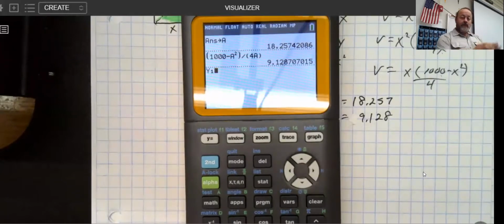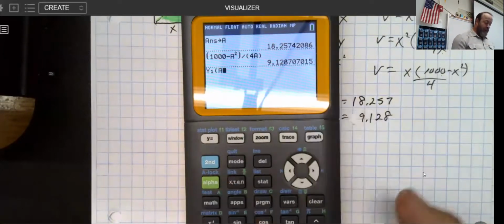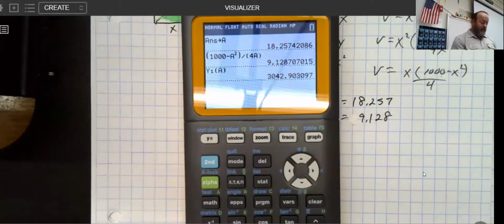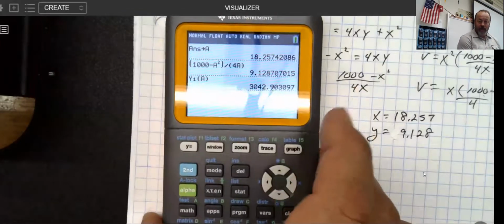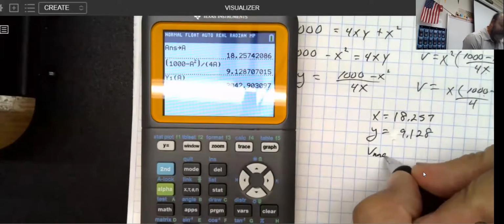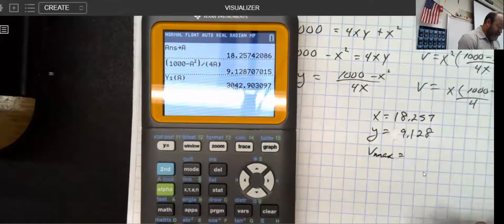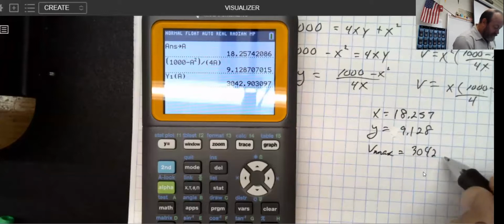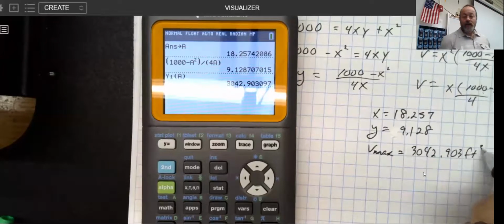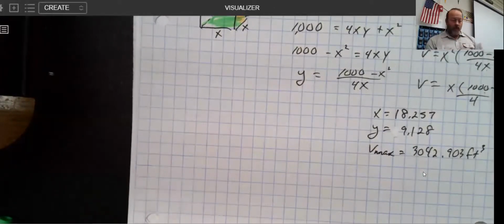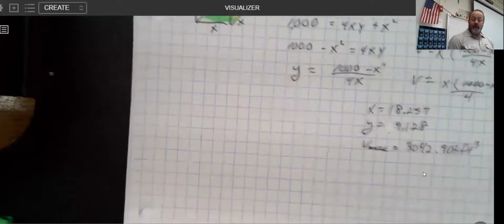Now, again, back in algebra 2, like f of 4 means plug 4 into f. Well, we're just going to say y1 of a, because remember, I stored x as a. So that maximum volume, remember, I guessed that it might be up around 1,000, then I just second guessed myself. That volume that was that maximal value turned out to be 3,042.903. And that would be cubic feet. And it's not surprising that the volume was a little bit bigger than that value of the area that we were seeking. Okay, so that's question number 15.